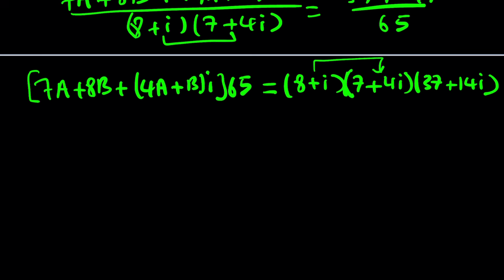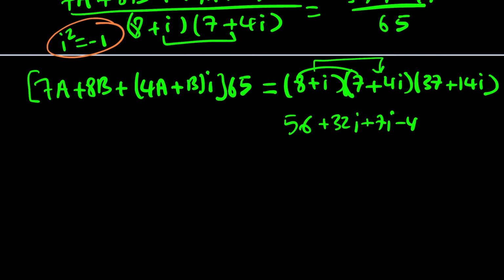This should give me 8 times 7 is 56. Let's do the math. 8 times 4 is 32i, and then 7i, and then minus 4. Oh, one thing I forgot to say, i squared is equal to -1. I forgot to say the most important thing, right? Because i is the square root of -1. And check out the lecture videos if you're new to complex numbers. So that's how I got the -4 from 4i squared, because i squared is -1, okay? This is 52 plus 39i.